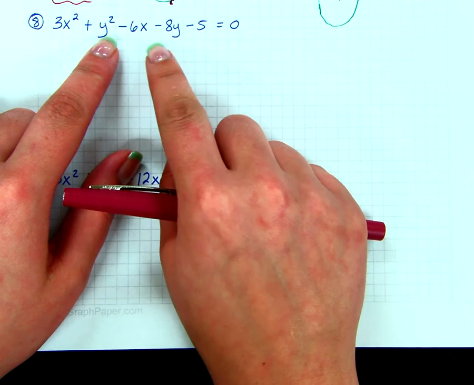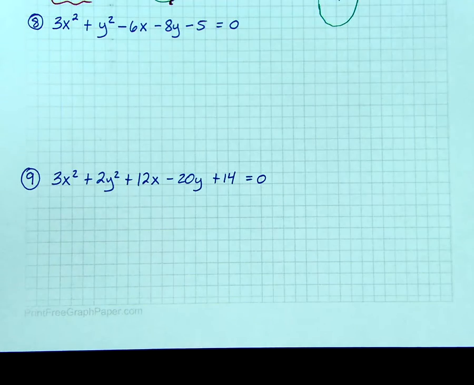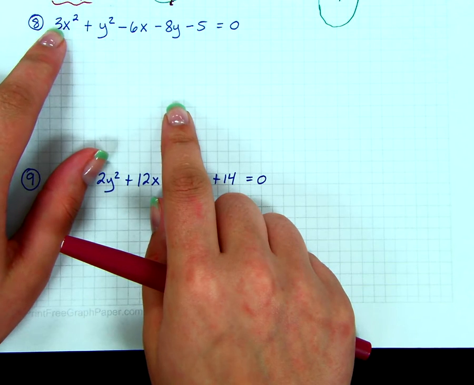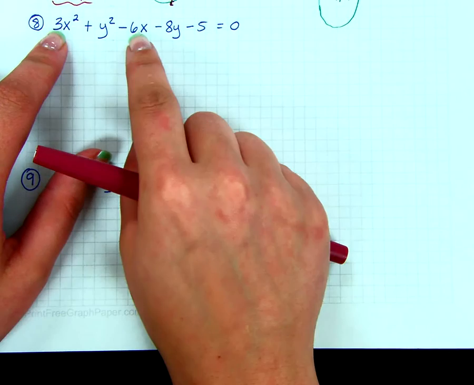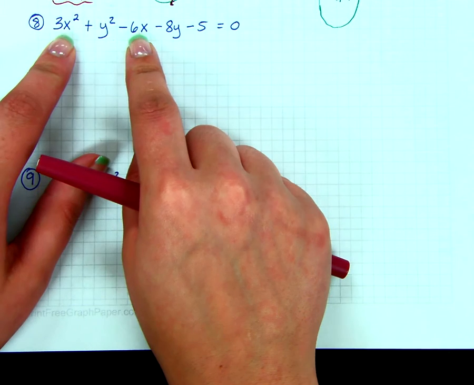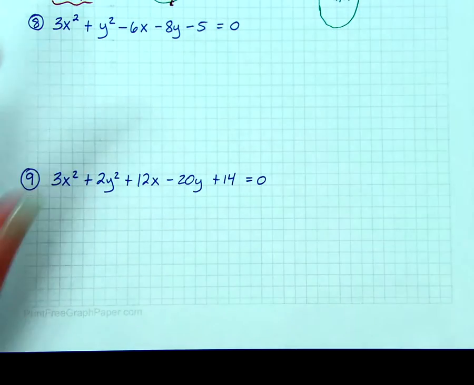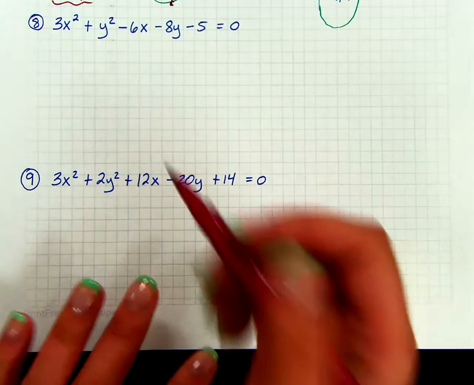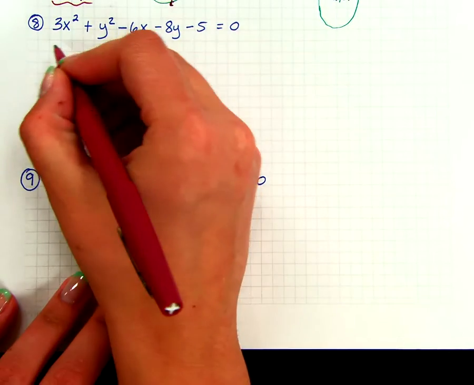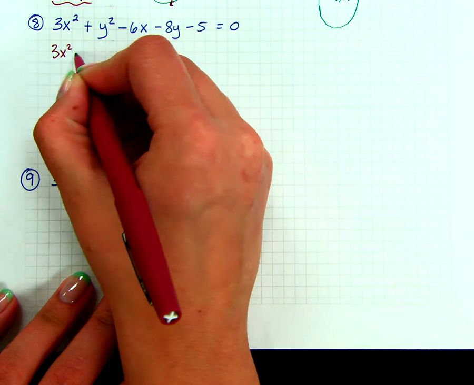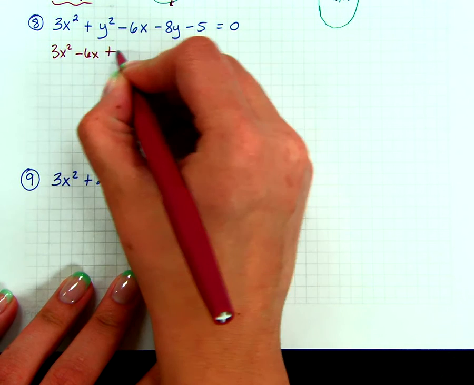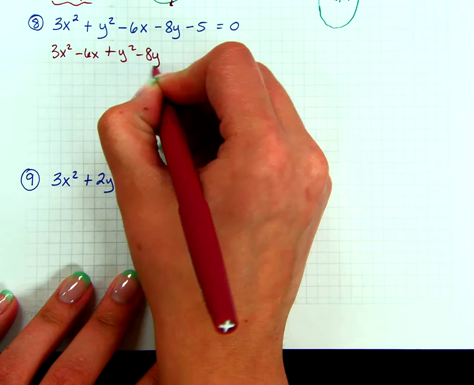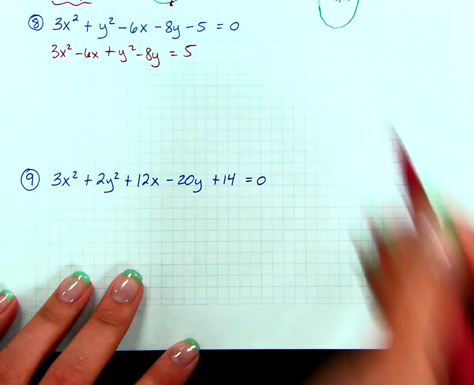As we group them, just like with circles and parabolas, if we have a number in front of the squared term, we need to factor this number out of both of the terms that are the same, and then we're going to leave room to add in our completed the squared number. Okay, so to start that, I'm going to do it in a few steps. First step, we're just going to rearrange. So we'll have 3x squared minus 6x plus y squared minus 8y, and then we're adding that 5 over. So equals 5.